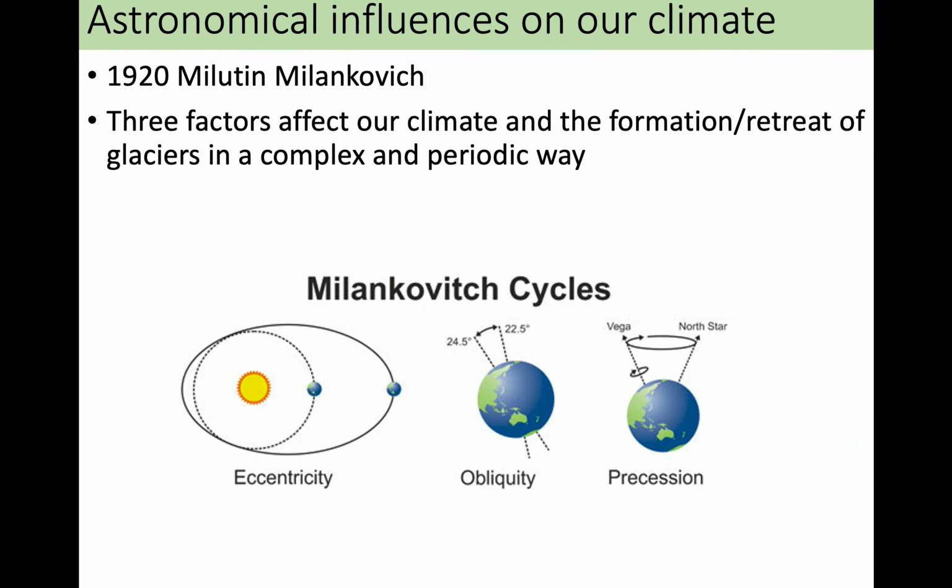So these three factors really affect our climate on Earth in a very large way, but in a very slow way. These cycles have a big influence on ice ages and the formation versus retreat of glaciers on our Earth. It's very complex, but very periodic. So we know these cycles, we know the timing of these cycles, so we know that the influence on Earth is going to follow that specific timing.